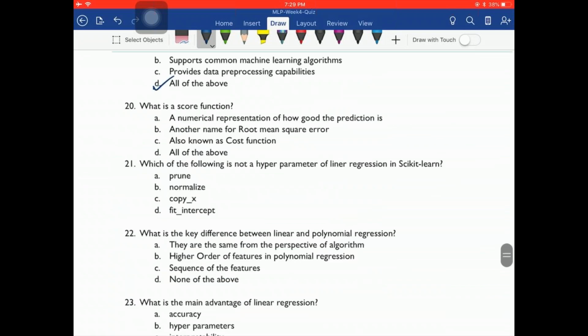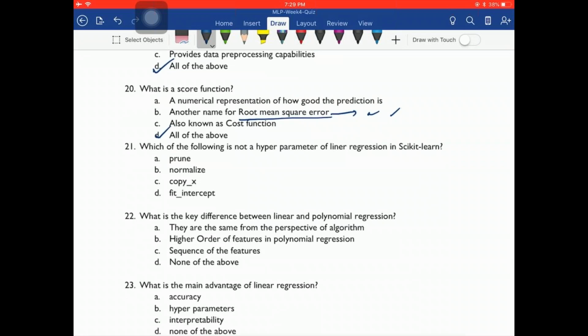What is the cost function? A numerical representation of how good the prediction is. Another name for root mean square error, also known as a cost function. All of the above. D, correct. So I'll not agree with this, also another name for root mean square error, because there are many other cost functions also. But okay, given the choice, D is a better answer.